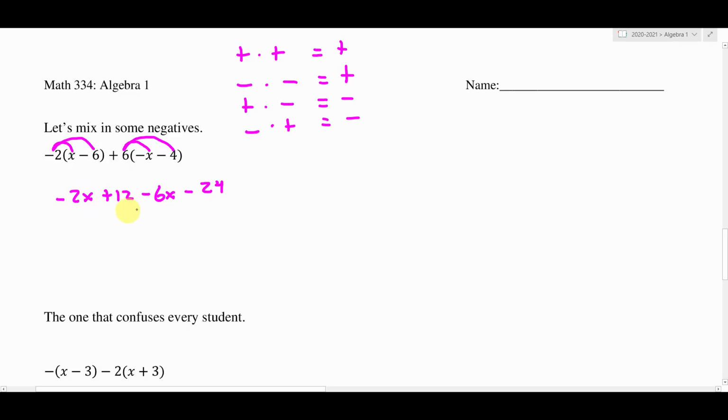So I have a negative 2x and a negative 6x. I'm adding, we're not multiplying, so this no longer applies over here. So we're just adding these together. Negative 2x and negative 6x combine to give us negative 8x. Positive 12 and negative 24 combine to give us negative 12. There's our simplified result. Do not try to combine these. This one has an x, this one does not. These are not like terms.